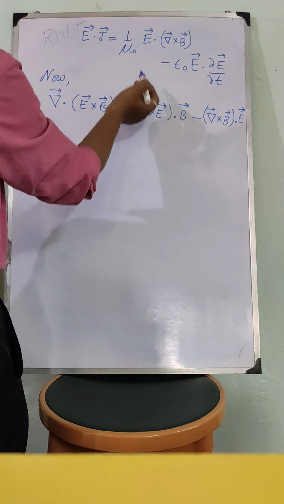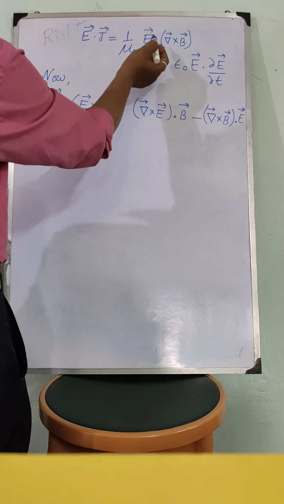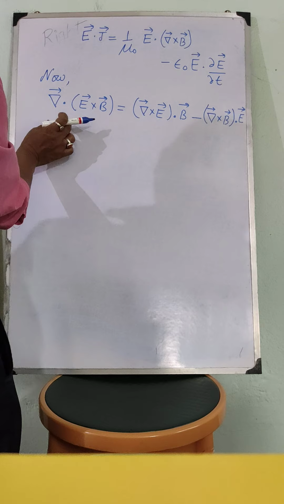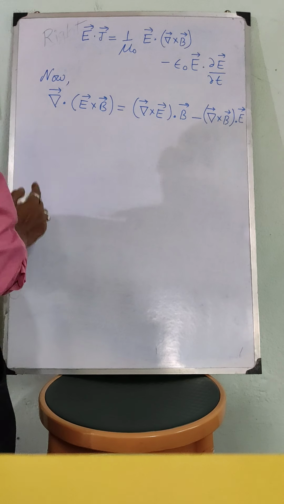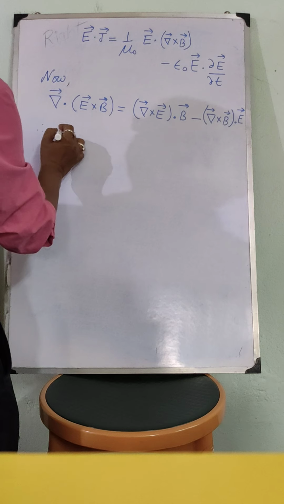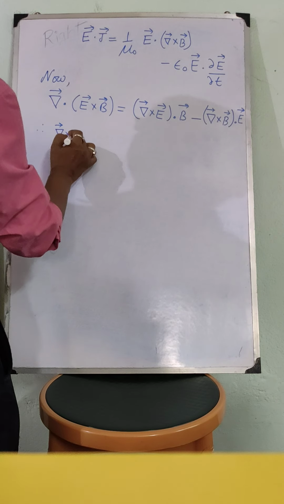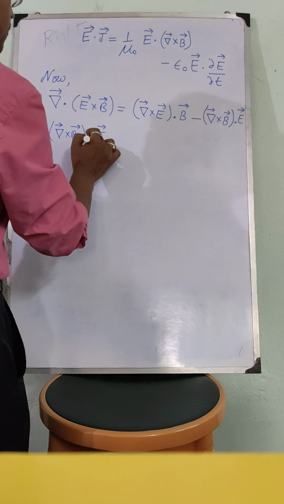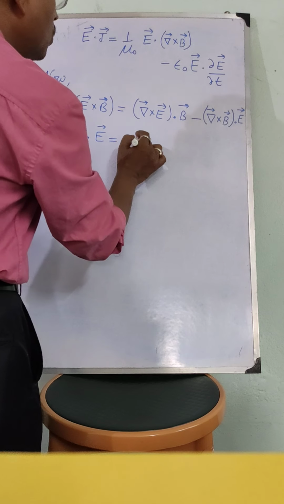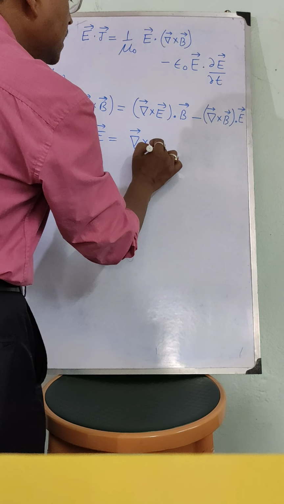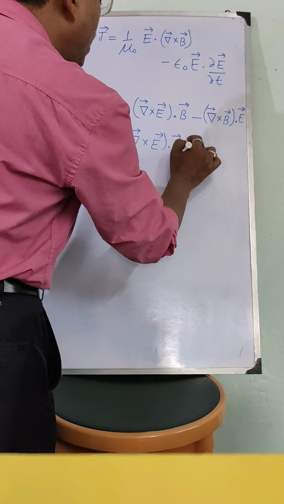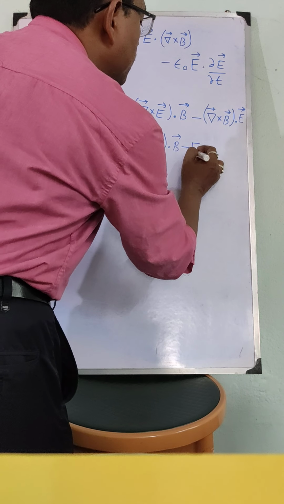Now we have del cross B dot E. That means this term is this term, del cross B dot E. So this I can bring on the left hand side and this I can bring on the right hand side. So therefore, del cross B dot E is equal to del cross E dot B minus del dot E cross B.